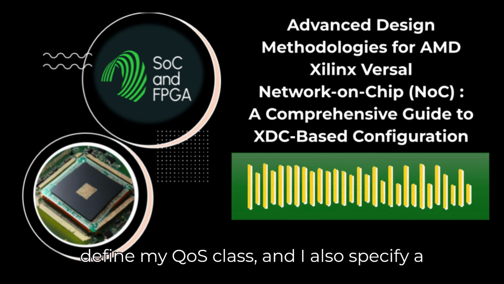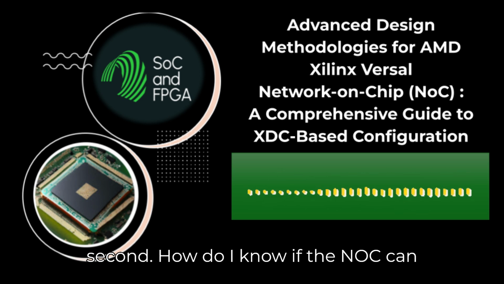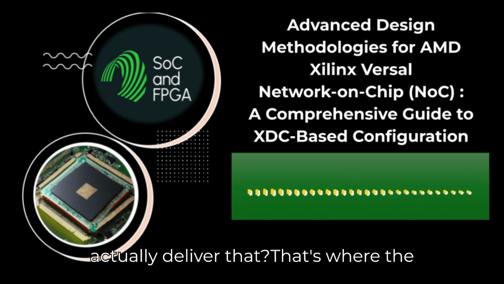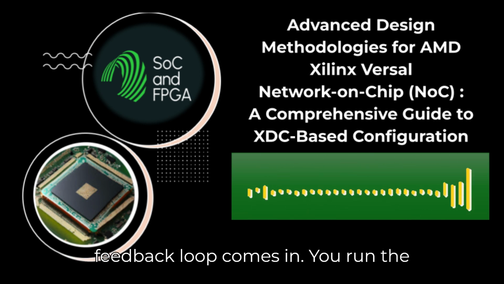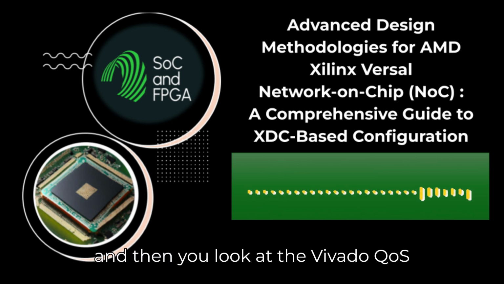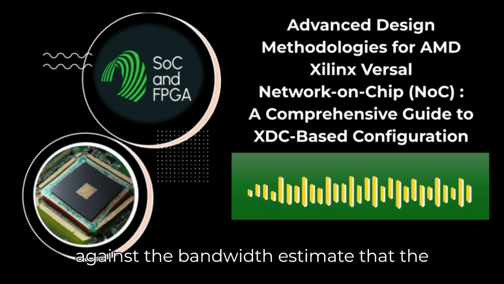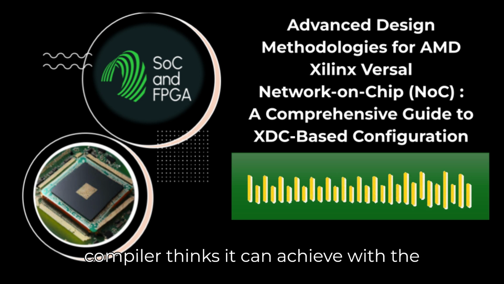So I define my QoS class, and I also specify a bandwidth required, say, in megabytes per second. How do I know if the NoC can actually deliver that? That's where the feedback loop comes in. You run the tools, including the NoC compiler step, and then you look at the Vivado QoS report. This report is critical. It compares the bandwidth you requested against the bandwidth estimate that the compiler thinks it can achieve with the current routing solution.